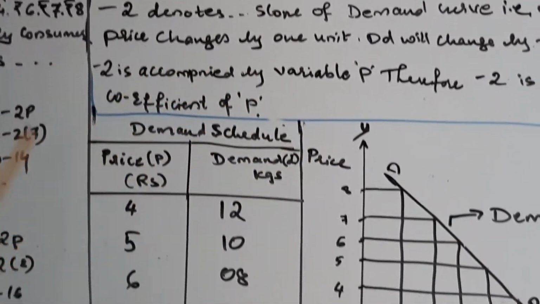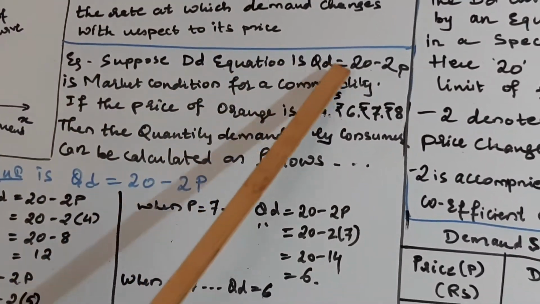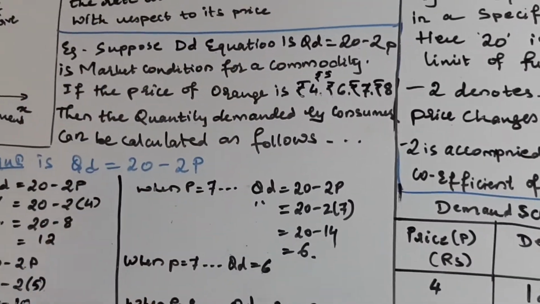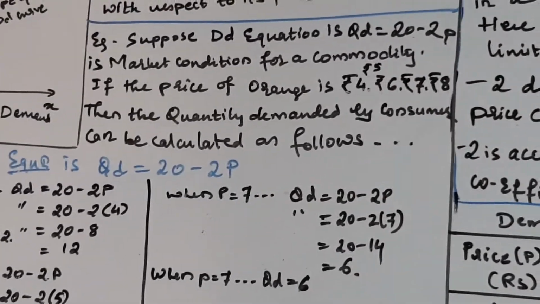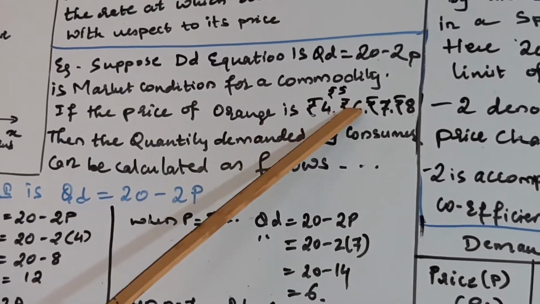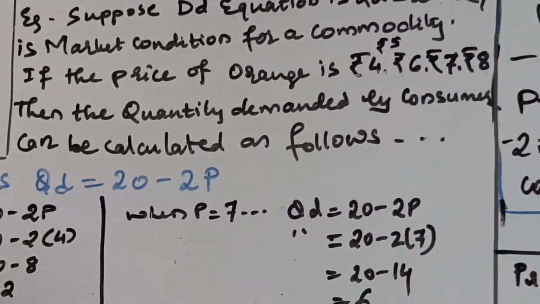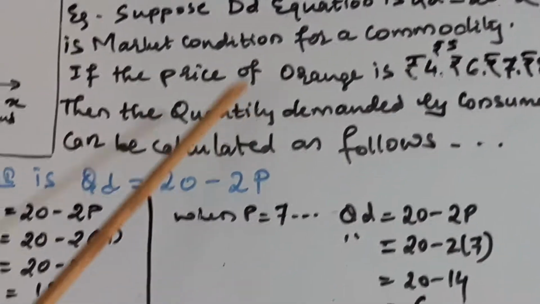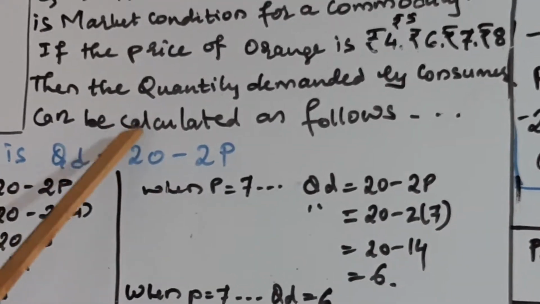Now, for example, suppose the demand equation is QD is equal to 20 minus 2P, a market condition for a commodity. So it is an equation and it is a market condition for a commodity, that is, 20 minus 2P. Assume the market price of an orange, which I have taken as an example, is rupees 4, 5, 6, 7 and 8. Then the quantity demanded by the consumer can be calculated in the following manner.